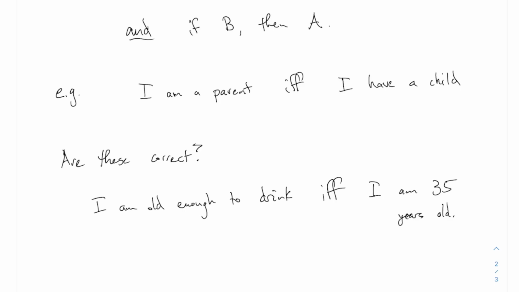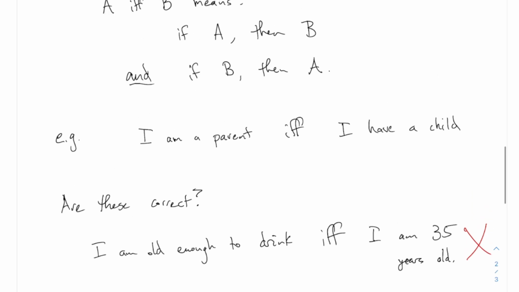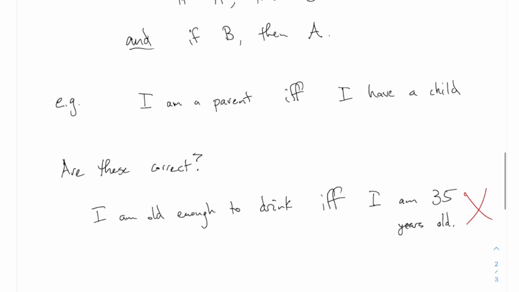Yeah, this is actually not an appropriate usage of "if and only if." Remember, it means both of these things. It means if A, then B, and also if B, then A. Now, in this case, if I am 35 years old, then I am old enough to drink. That's true. But the other way around is not true. If I'm old enough to drink, that does not necessarily mean that I'm 35 years old. So this is like half true, but you would not use "if and only if" in this context.